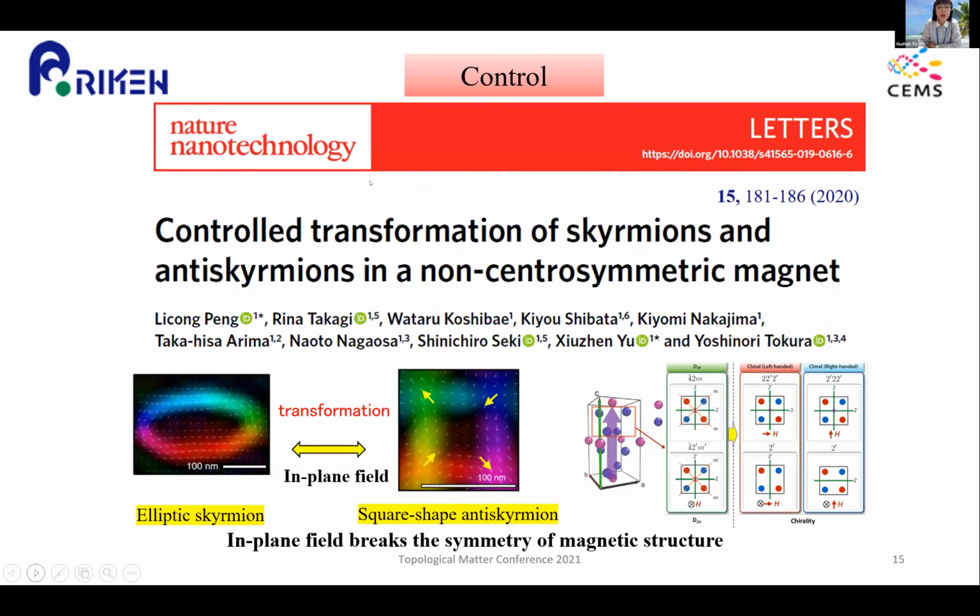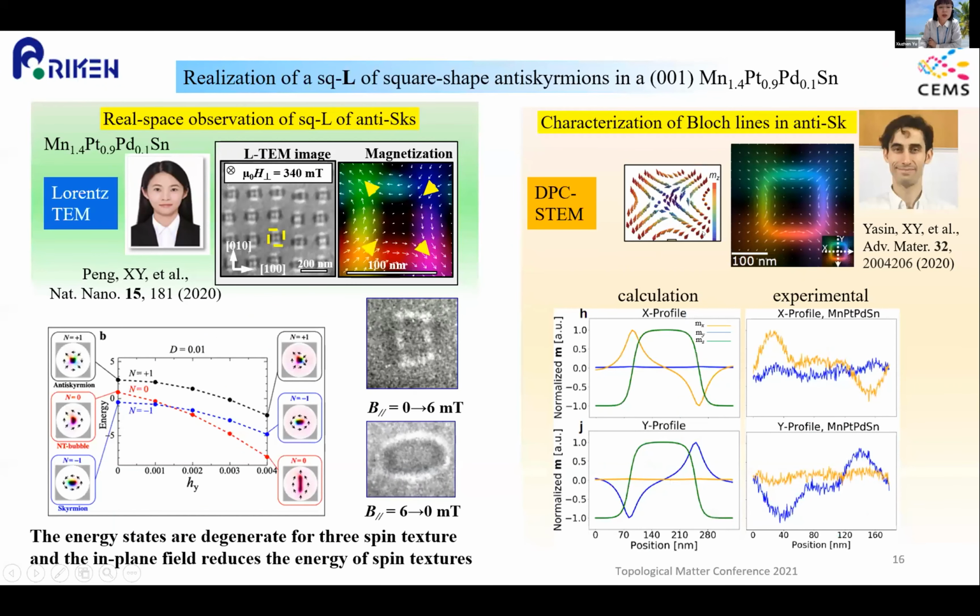In our study, we use an in-plane field to control this antiskyrmion in these Heusler compounds, because the in-plane field can break the symmetry of the magnetic structure, as in our previous studies. So we use the in-plane field to control this antiskyrmion, and found a controlled transformation of skyrmion and antiskyrmion in this compound. Two young researchers in my team work on this topic.